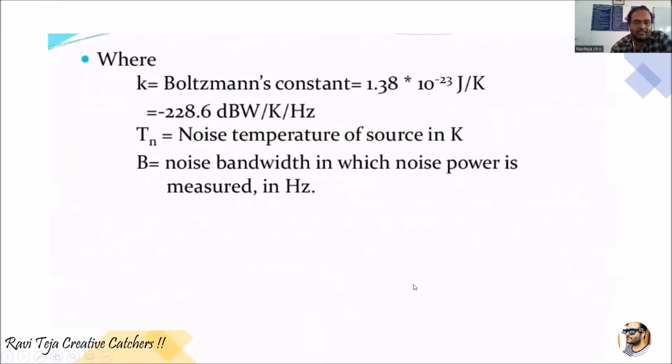B is the noise bandwidth in which the noise power is measured in hertz. As bandwidth, we all know, we consider it in frequencies. K is the Boltzmann constant, which is 1.38 x 10^-23 joules per Kelvin. In dB, we can consider it as -228.6 dBW per Kelvin per hertz, where Tn is the noise temperature of the source in Kelvin.